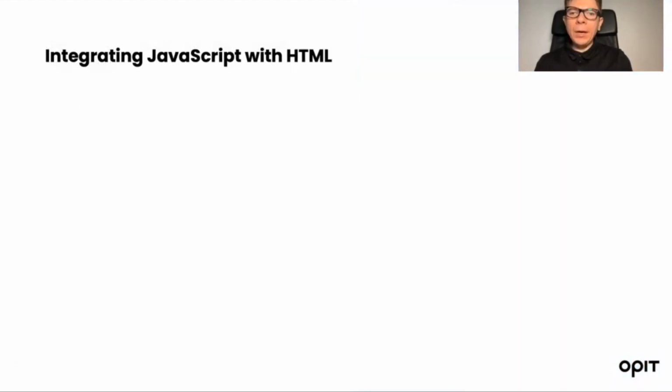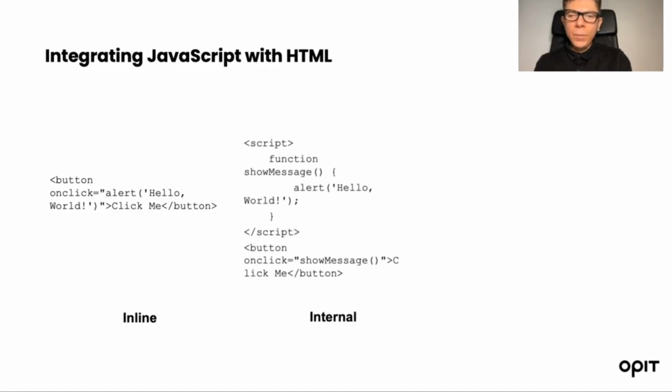Then we need to speak about integrating JavaScript with HTML. And as with CSS, there are three main ways of doing that. One is inline, so we specify an attribute of an element within its tag, and here we have an example, onClick, which is an event. It will display alert hello world if we click the element, if we click the button. We may have the same result if we specify the function showMessage in this internal manner.